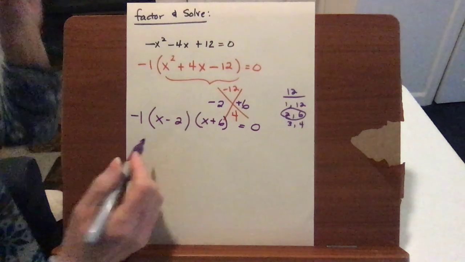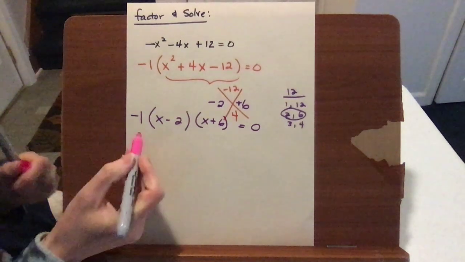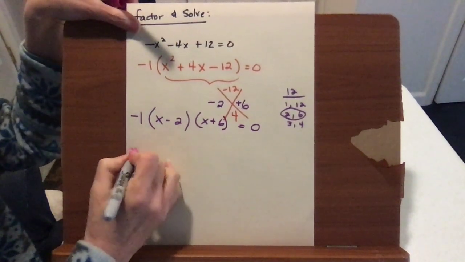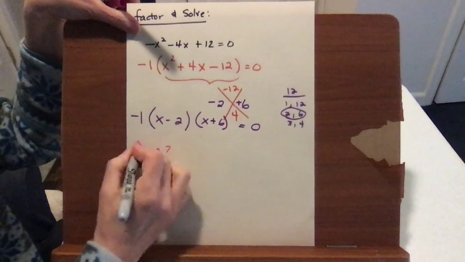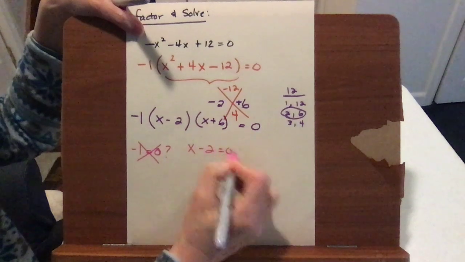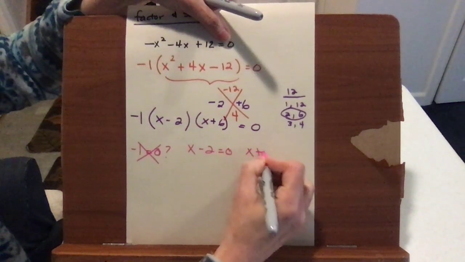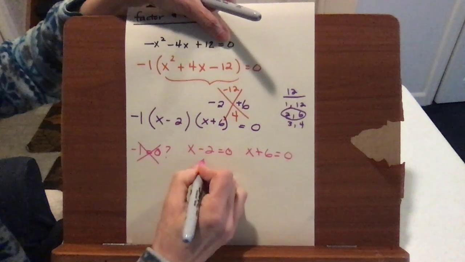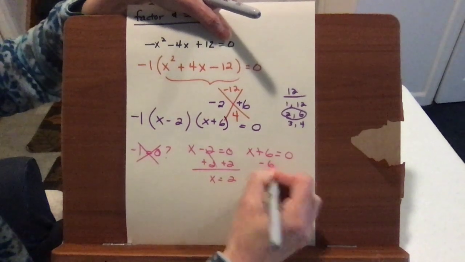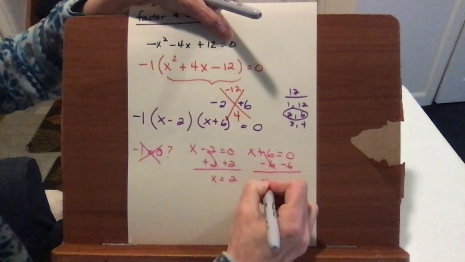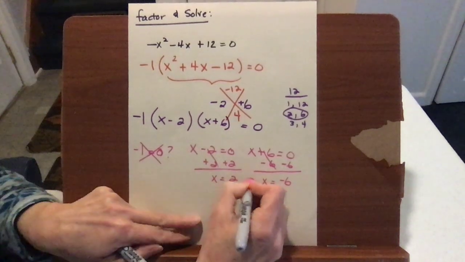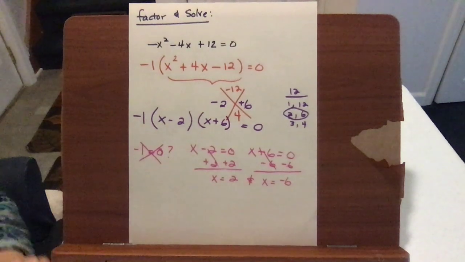Set each factor to 0. Now, because your negative 1 GCF is just a number, obviously negative 1 doesn't equal 0, so we can eliminate that. And that's kind of silly. We can't solve for x, but we can take x minus 2 equal to 0, and we can take x plus 6 equal to 0 and solve each of those independently. And we will find where this parabola, if we were to graph it, crosses the x-axis. All right, so it crosses at x equals 2 and x equals negative 6.